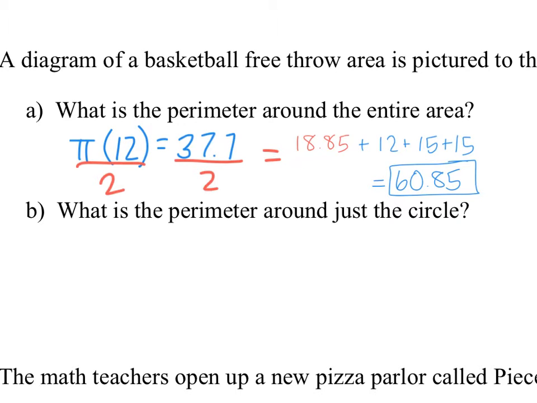And what is the perimeter around just the circle? Well, we already figured that out. The perimeter around just the circle is the overall circumference of the circle. So that's pi times the diameter, which we said was 12. So that equals 37.7.